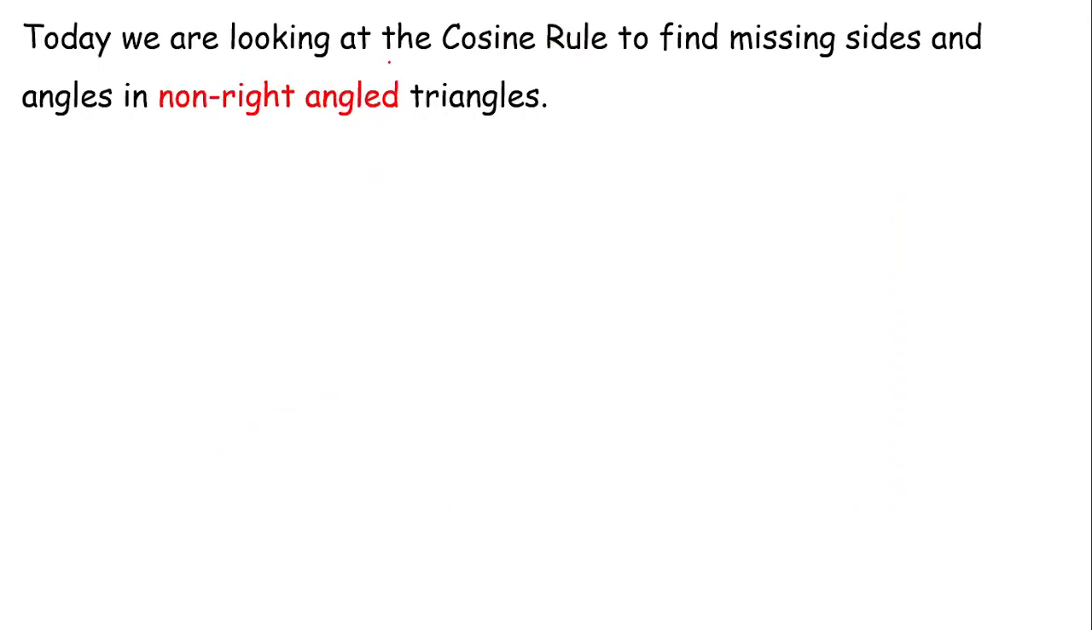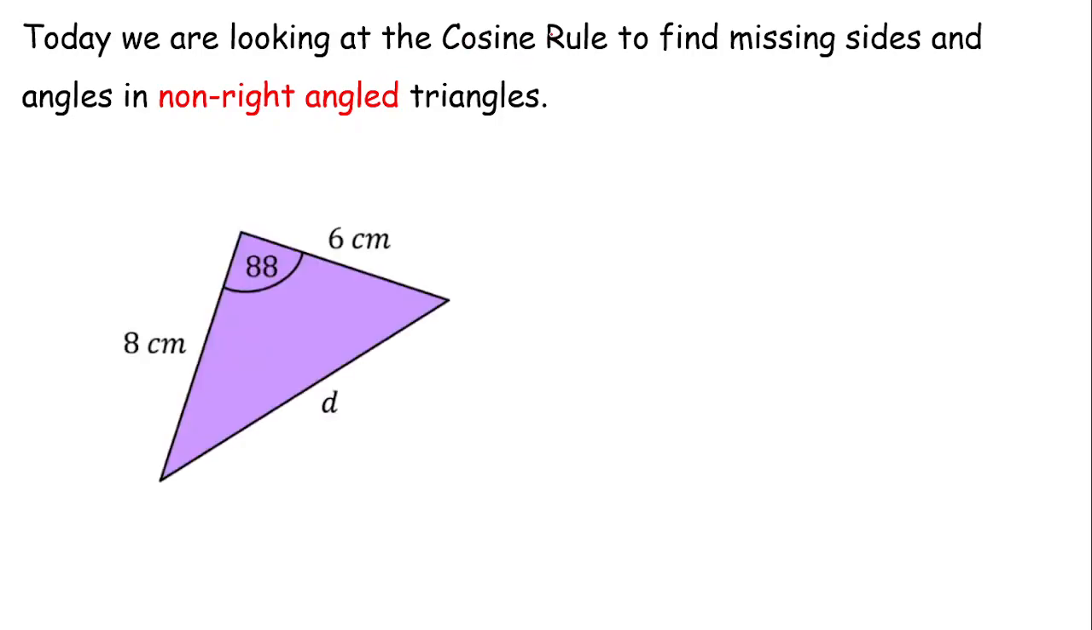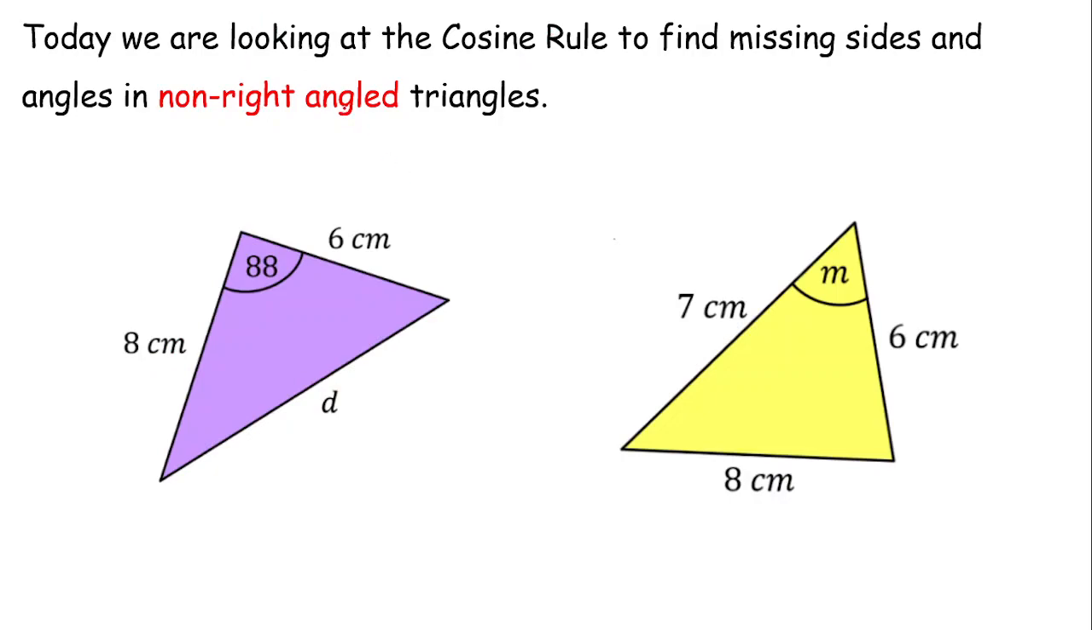Today, we're looking at the cosine rule, and this video is just looking at finding missing sides. I've got here missing sides and angles. That's what we did in class. But basically, you can use the cosine rule to find missing sides and angles in non-right angle triangles, which is the same sort of thing as the sine rule. So this is very important.